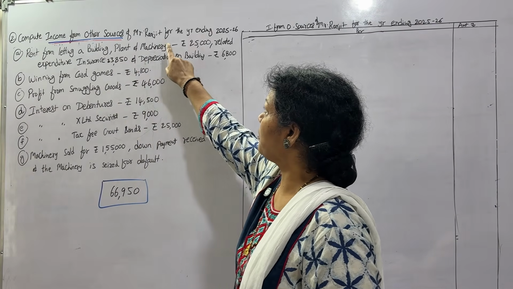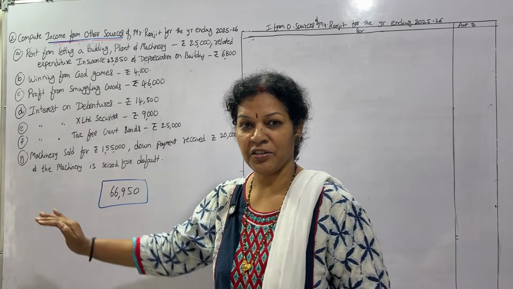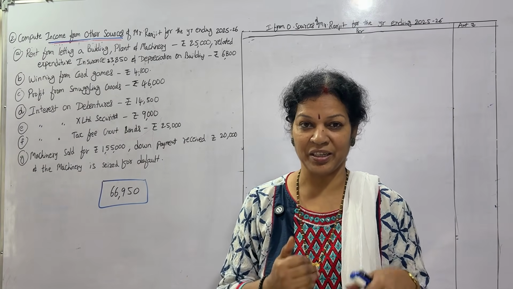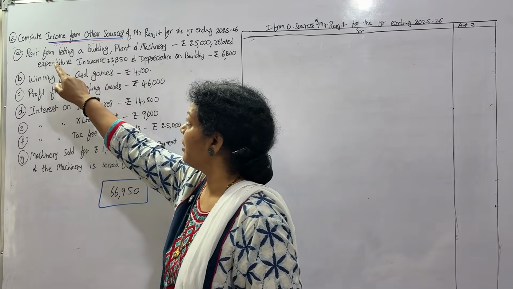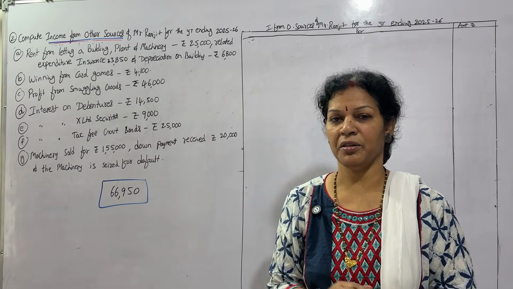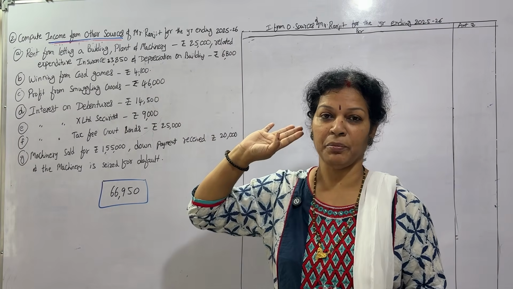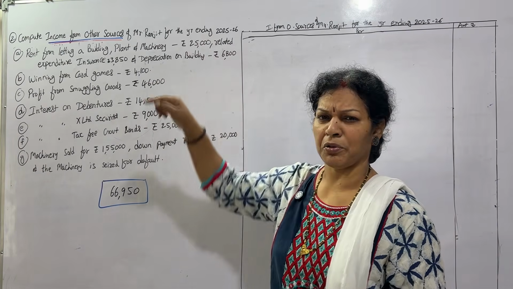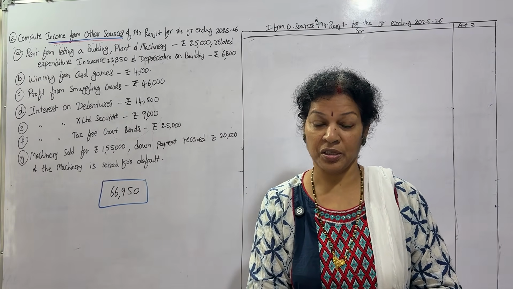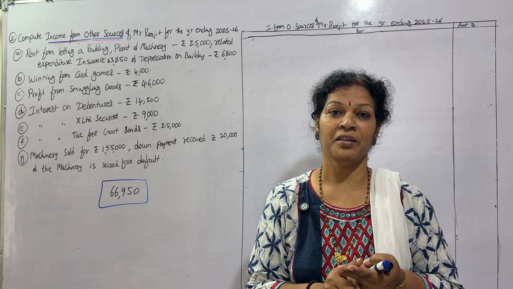Compute income from other sources of Mr. Ranjit for the year ending 2025 to 2026. Few transactions are there. Carefully we'll read it and decide where to write and what kind of exemption is given to us. First one, rent from letting a building, plant and machinery, 25,000. We gave it for rent purpose. So we got 25,000, which is considered as income from other sources. But related to this asset, if we have spent anything, deduction is there.